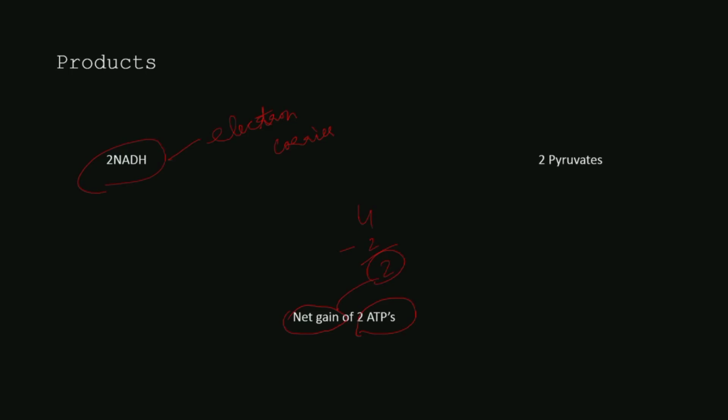Okay, and then we have 2 pyruvates, which is basically just glucose cut in half. So this would be a 3-carbon molecule. Well, glucose is a 6-carbon molecule.